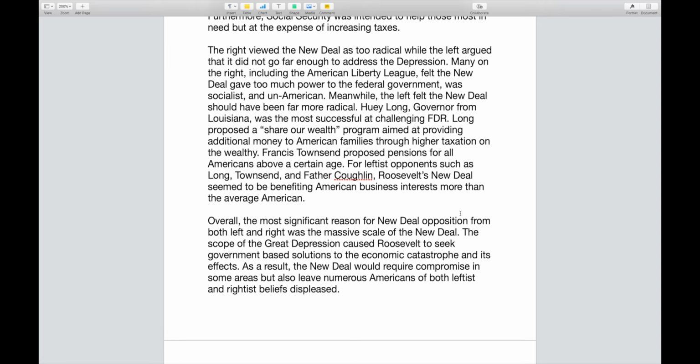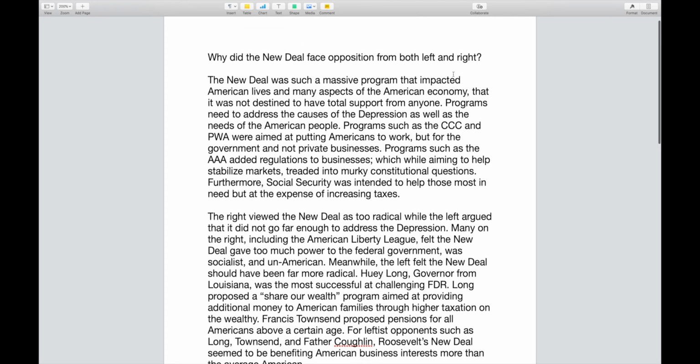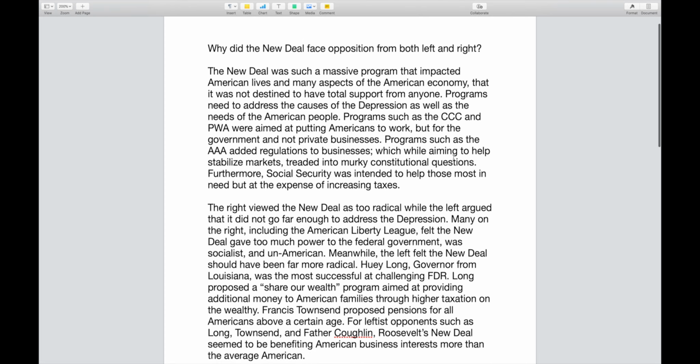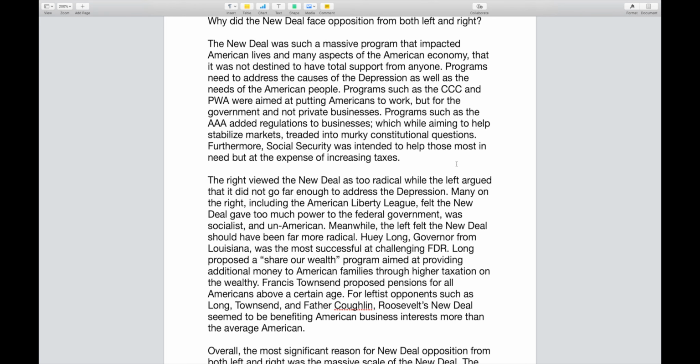So as you can see here, I have directly addressed the prompt. I have given causes here for why the New Deal faced opposition from both the left and the right. I'm much more specific, obviously, in my second paragraph on the left and right part. However, that is also hinted at, maybe not directly explicitly stated in my first paragraph, but it's definitely there. You have that it was opposed because it was too massive, that it was going to go too far.